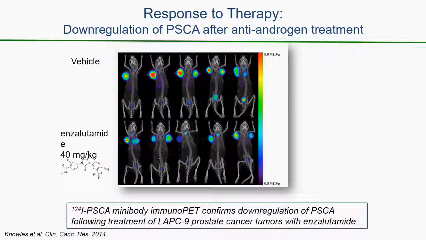And here's a more therapy-related application. Even if you have an antibody against a cell surface antigen, it can allow you to probe intracellular biology if you have a small molecule drug that acts in a way that will influence the cell surface expression of that protein. So this is an example because PSCA requires signaling through the androgen axis for maintenance. And so if you have just normal untreated tumors, you see very high signal by immunoPET. But if you treat these mice for 3 weeks with enzalutamide, which is an anti-androgen, what you see is downregulation of the cell surface PSCA, which you can detect by immunoPET.